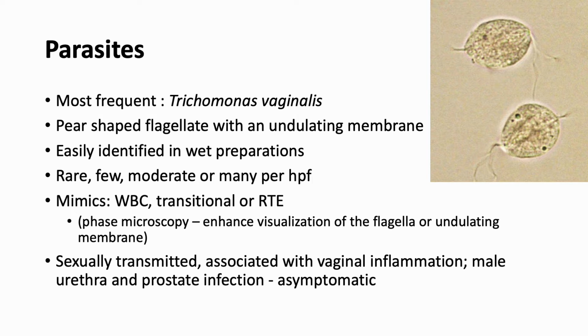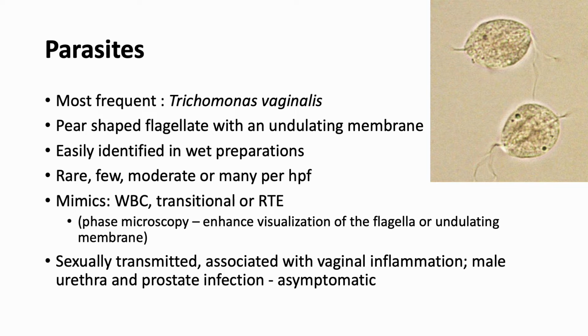Parasites can also be identified in the urine, and the most frequent one is the Trichomonas vaginalis, which are pear-shaped flagellates with an undulating membrane. They are easily identified in wet smears or wet preparation, and their common mimics would be the WBCs or transitional or renal tubular epithelial cells. But phase microscopy allows enhancement of the visualization of the flagella or the undulating membrane of the Trichomonas vaginalis. So it is sexually transmitted, associated with vaginal inflammation, and male urethra and prostatic infection can be deemed asymptomatic.